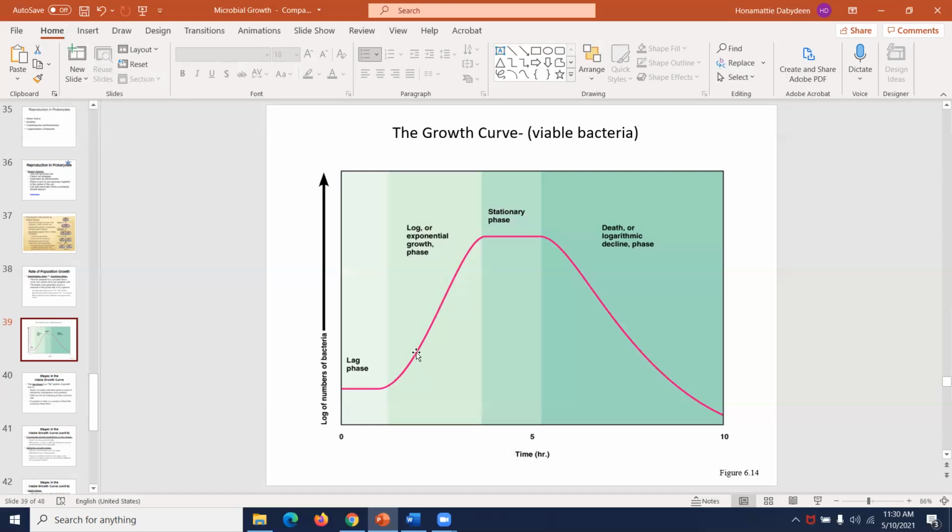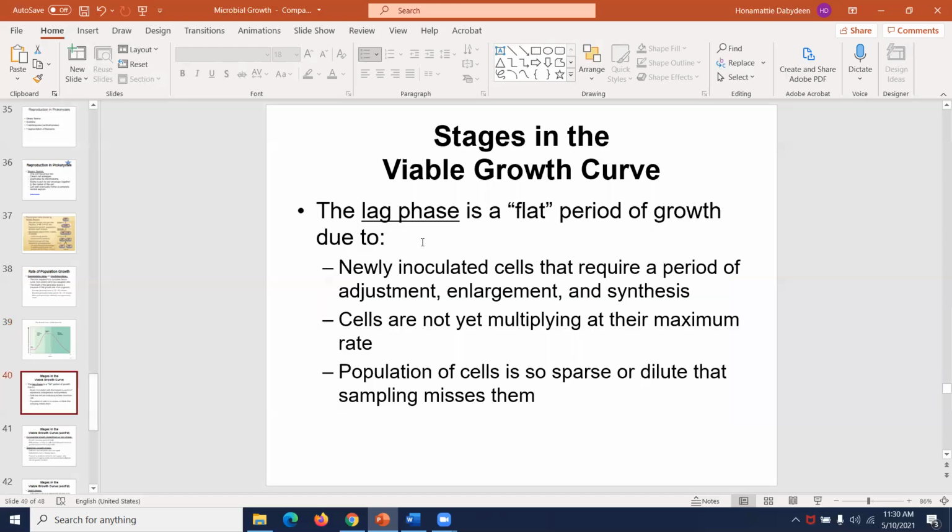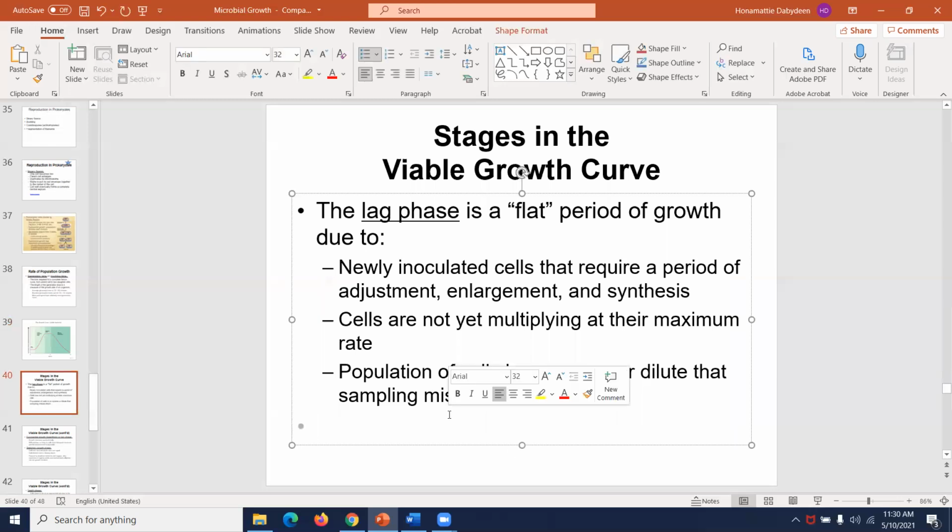Not 1, 2, 4, 6, 8, and 10. No, it's 1, 2, 4, 8, 16, 32, 64, so on and so forth, logarithmically. And then within a short period of time, you're going to have a lot of microorganisms. It hits the point where it seems like they stop. The number of viable organisms remain the same. It becomes flat again. So this is the lag phase, the flat portion where they're getting used to the environment.